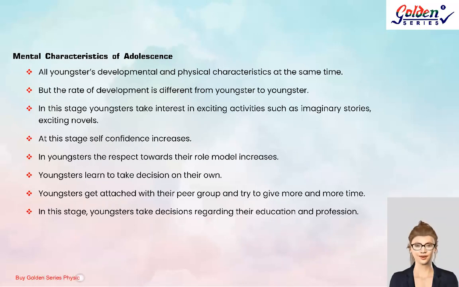Mental characteristics of adolescence. All youngsters develop mental and physical characteristics at the same time, but the rate of development is different from youngster to youngster. In this stage, youngsters take interest in exciting activities such as imaginary stories and exciting novels. Self-confidence increases. The respect towards their role model increases. Youngsters learn to take decisions on their own. They get attached to their peer group and try to give more and more time to it. In this stage, youngsters take decisions regarding their education and profession.